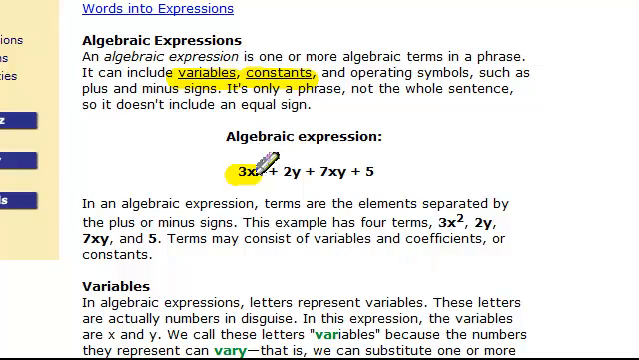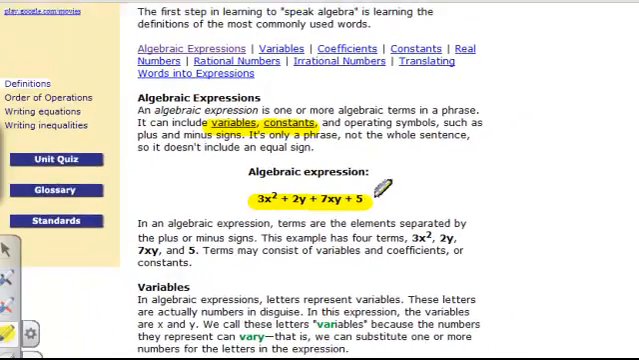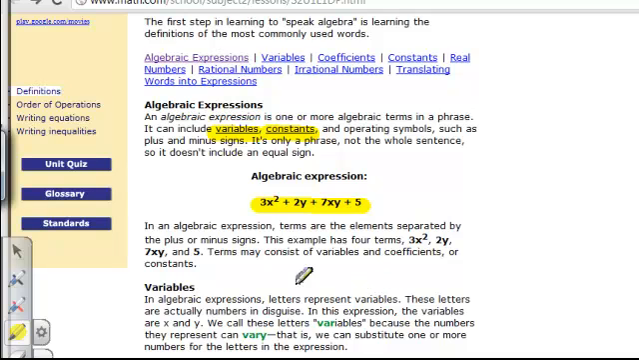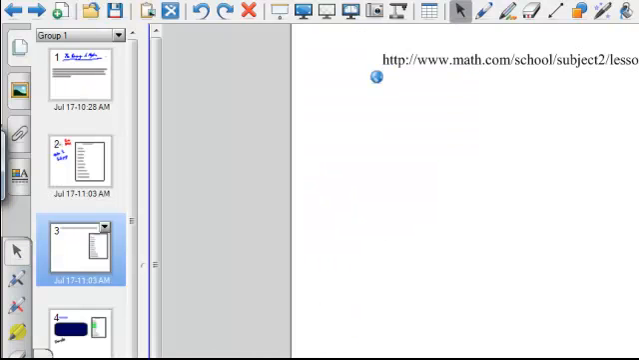But here's an example of an algebraic expression, and you're going to be seeing this a lot. And the basis of it is that it contains terms, and that the terms are separated by plus or minus signs. So you can see that here we have 3x squared is a term, and then it's separated by a plus sign. 2y is a term, and this whole thing is my expression that has 4 terms. Okay, so we have expression down.